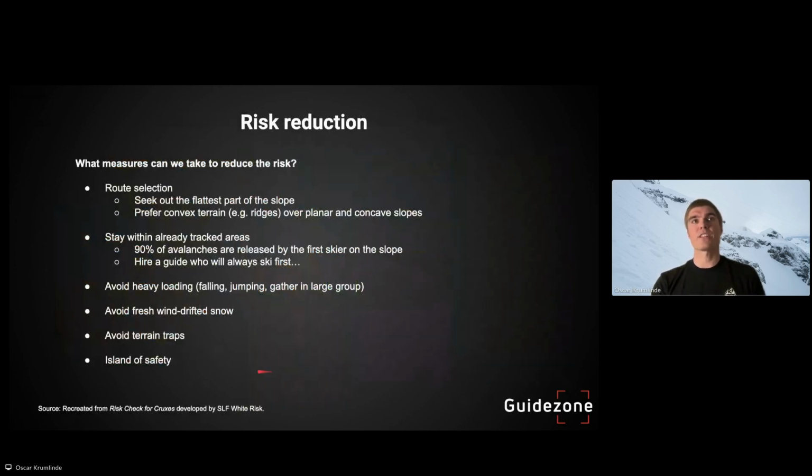We can avoid terrain traps, as I said. We can choose terrain where we don't have terrain traps, and we can find these islands of safety. Make sure that we only ski with exposure one at a time, or skin up, or we can spread out to try to avoid the probability of multiple people being caught at once.